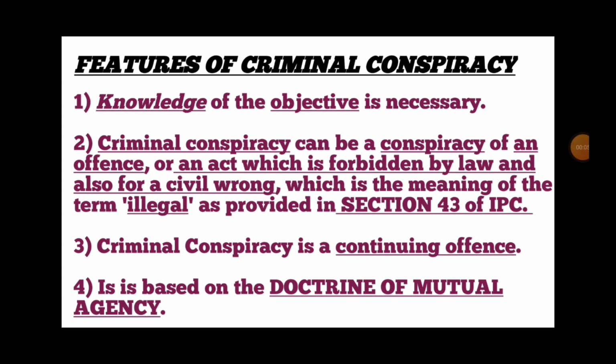Now we will discuss some of the important features, or attributes, of criminal conspiracy. First, knowledge of the objective is necessary. It means that there must be knowledge of the object regarding the commission of the conspiracy. It means that the accused person must have the knowledge that he is going to commit the act of conspiracy.